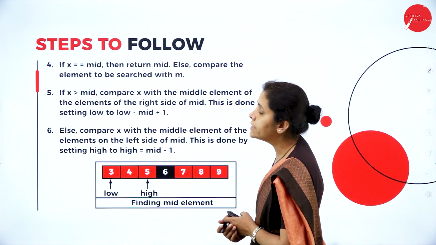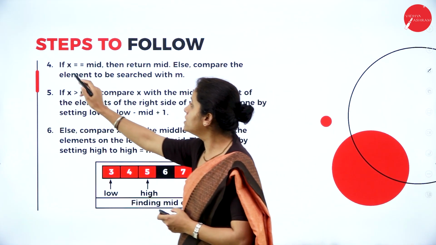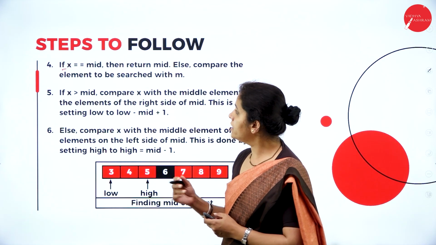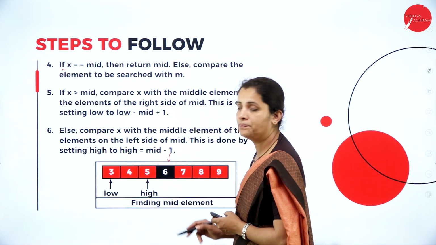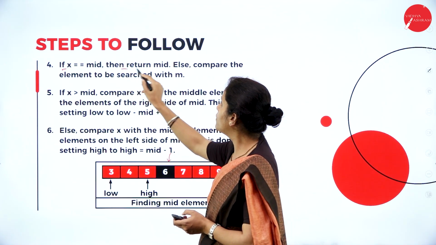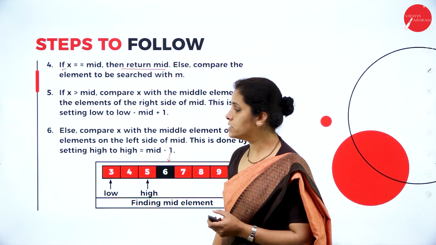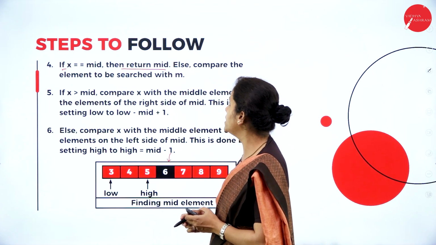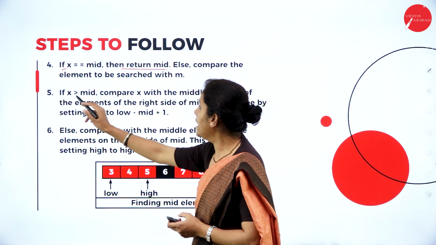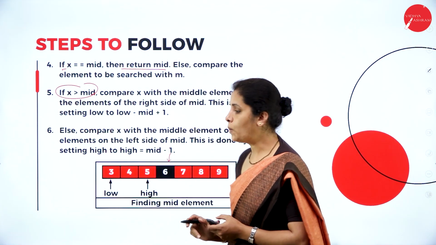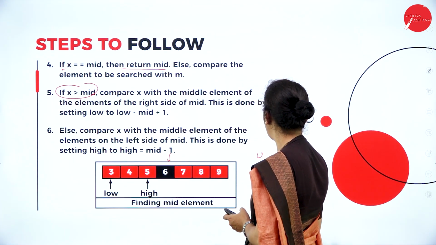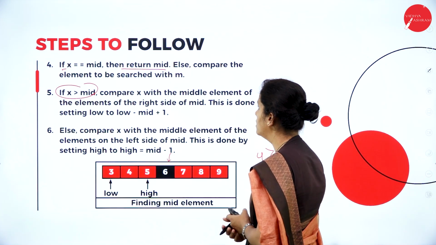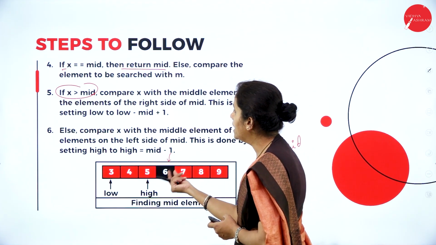Next, in my fourth step, what I will do, I'll check if key equals mid. Mid is how much? 6. Then I'm going to return the mid. Suppose the condition is false, else compare the element to be searched with the middle element. If x, so what is x? X is 4, greater than mid, then I'm going to compare with the middle element.